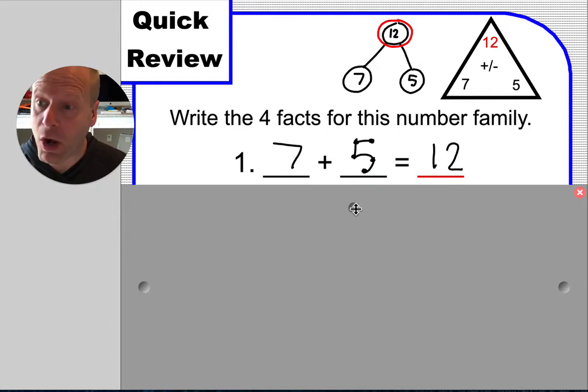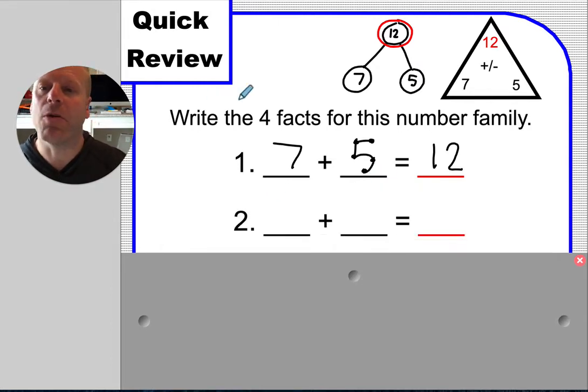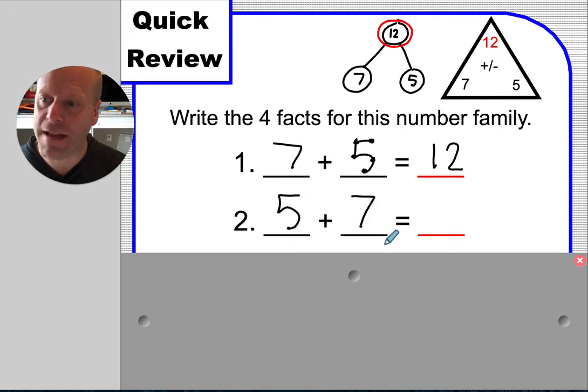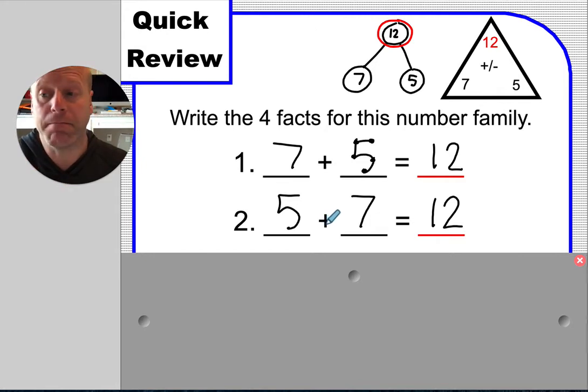But now that you know that, you should be able to tell me pretty quickly, I would guess, what 5 plus 7 is. Well, let's see. 7 plus 5 is 12. So what do you think 5 plus 7 is? The same 12. The order does not matter when you're adding. Those parts could be switched around.